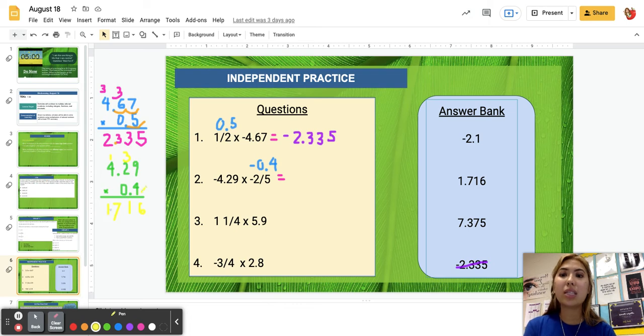And again, we do not need to multiply with a row of zeros, so we're not even going to worry about that. We just need to make sure our decimal point is in the right place. So here, we're moving it 2 times and then 1 time, so that's a total of 3 times. So in our answer, we're moving it 1, 2, 3 times. So our answer is going to be positive 1.716, which is also on the answer bank. So we know that that's correct.